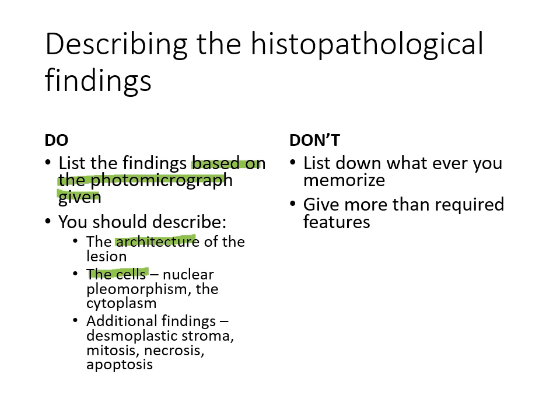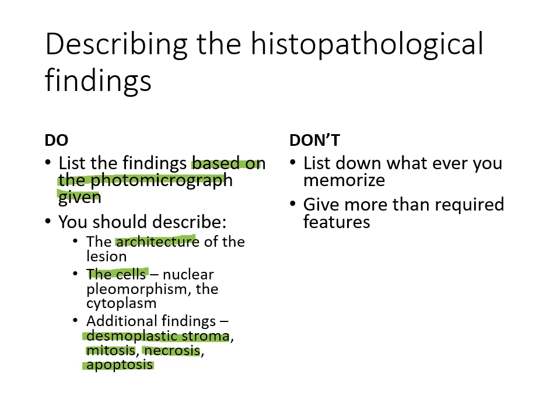And the last one, you should add the additional findings. Apart from the architecture of the lesion, and apart from describing the cell itself, you can also describe the surrounding tissue. For example, in cases of squamous cell carcinoma, you can see there is a desmoplastic stroma. Or maybe you can mention the mitoses that are present, or necrosis if there is any. Or sometimes you can see apoptotic bodies. You can also mention that in your description.